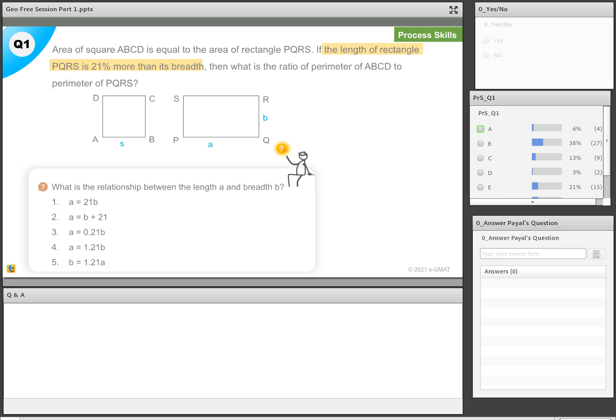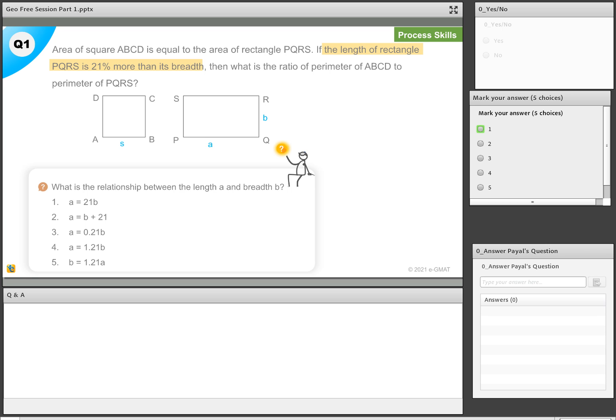Now for this, I want you to answer this question, and again let me get you a poll. And as I said, I'm true to my word. There'll be lots of questions that I'll be asking. So what is the relationship between the length A and length B? Given what's stated in the question statement, if the length of rectangle PQRS is 21% more than its breadth, what can you infer about the relationship between the length A and breadth B?